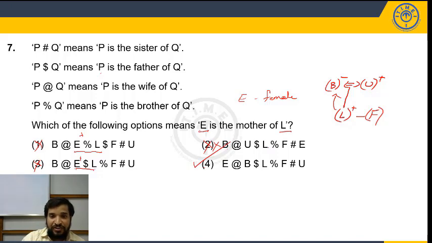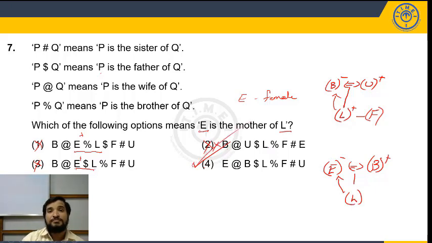Now we'll draw the tree diagram for choice 4. E at the rate B means E is the wife of B. So B is the husband of E. These two are the married couple. Next, B dollar L. Dollar means B is the father of L. Yes, in this case, I can say that E is the mother of L. So choice 4 is your answer.